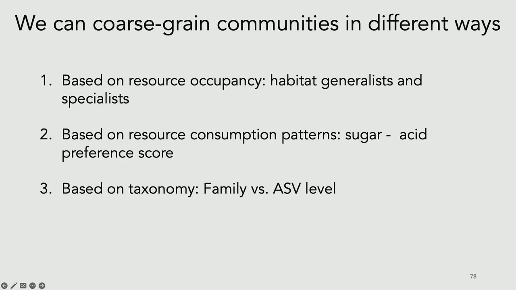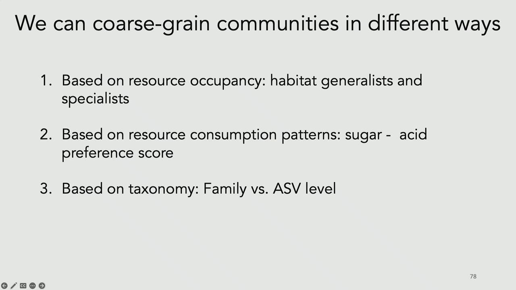We have already seen that there are different ways in which we can look at the community structure. We can try to coarse grain in different ways. You can do a coarse graining based on resource occupancy. So basically, trying to understand which species you find in every resource or in every combination of resources, and you can call it a habitat generalist, or if you find other species that instead are more associated with a single resource, then you can call them habitat specialists.